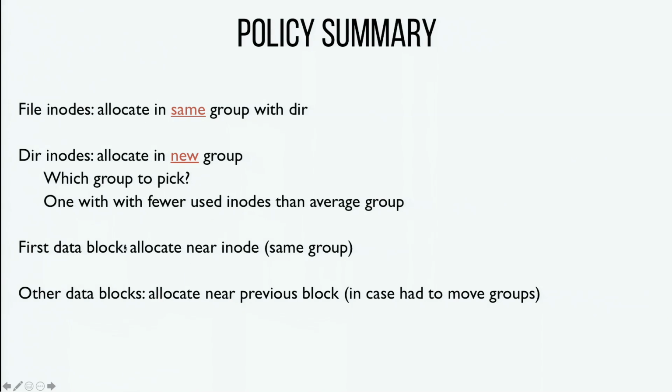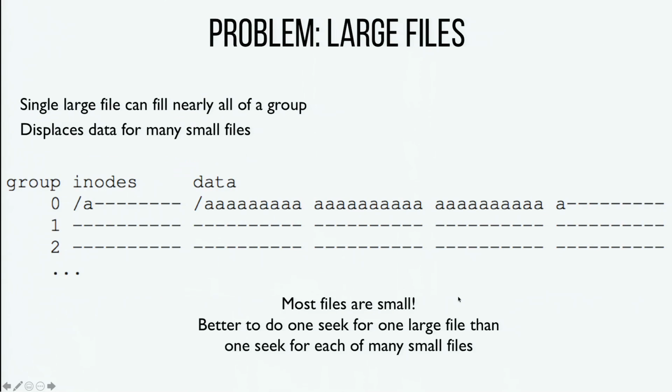And then as we're allocating data blocks, we'll try to put the first data block near the inode for that file, and then as that file grows, we keep the next block close to the previous block of that file. And so if all works well, those later blocks will also be close to the inode, but it might not be if we ever had to move groups for some reason. Okay.